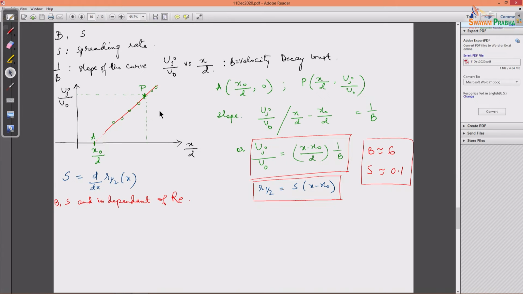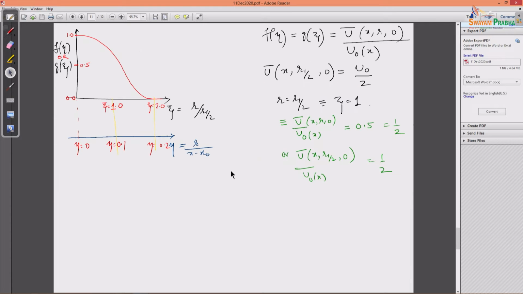We talked about the spreading rate and the slope of the curve, which is the velocity. 1 by B is the slope of the curve, where B is the velocity decay constant. This is something we had done earlier, so we were just re-looking at it. We said that B is equal to 6 and S is equal to 0.14, which has been verified by experiments in literature.